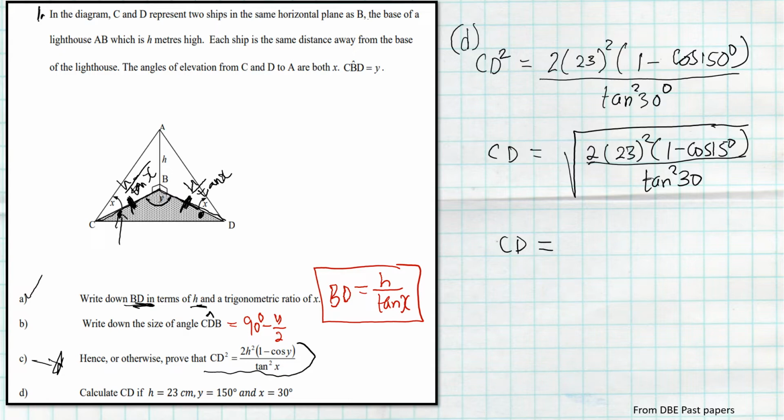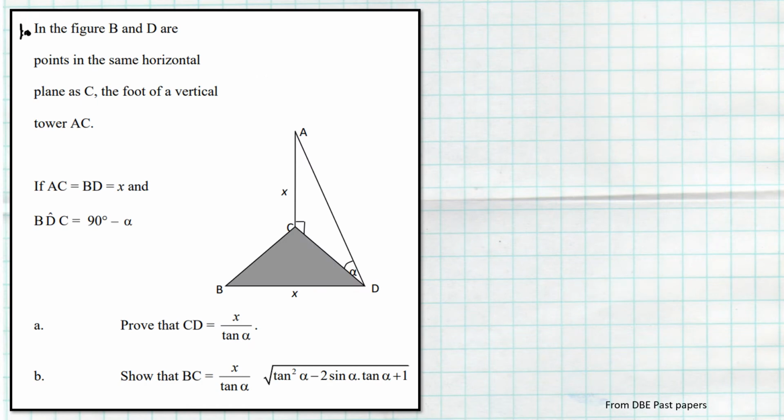Okay, so the answer will be 76.96. I hope this will be units. This is the length. Okay, so our CD will be 76.96, and that's it. Okay, let's just look at a different problem.